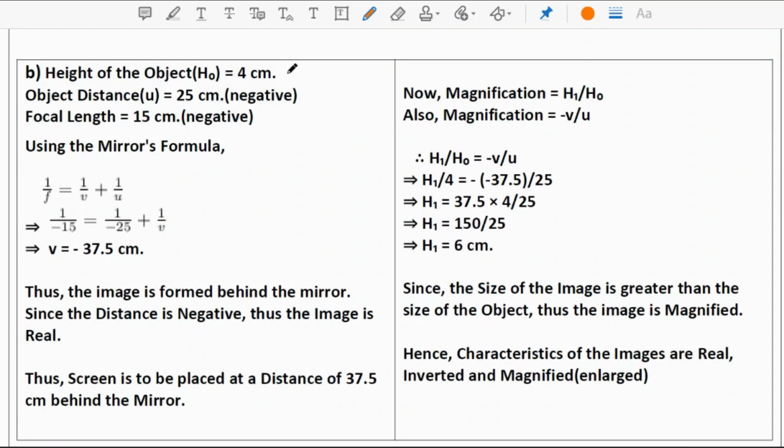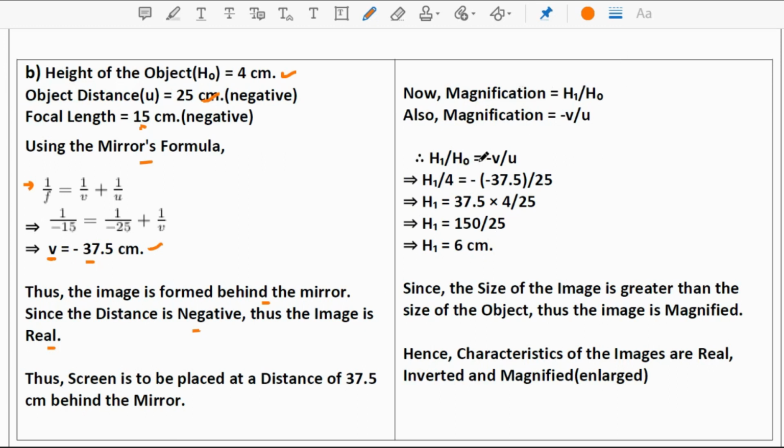B question, H naught, the height of the object, is given as 4. Object distance is given as negative 25 centimeters. Focal length is 15 centimeters. We know the mirror formula, 1 by F is equal to 1 by V plus 1 by U. Using the formula, we got V as minus 37.5 centimeters. So the image is formed behind the mirror.